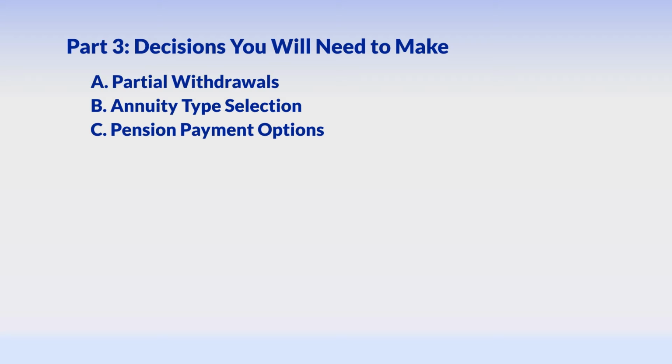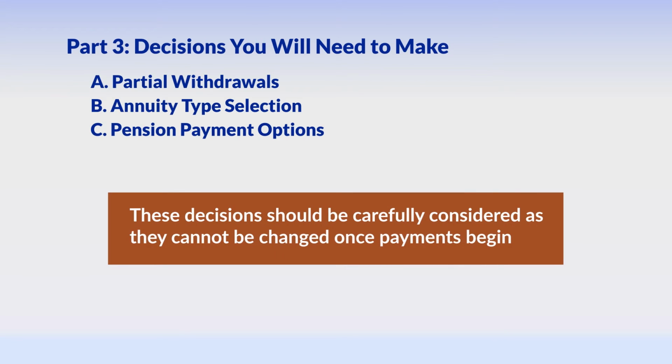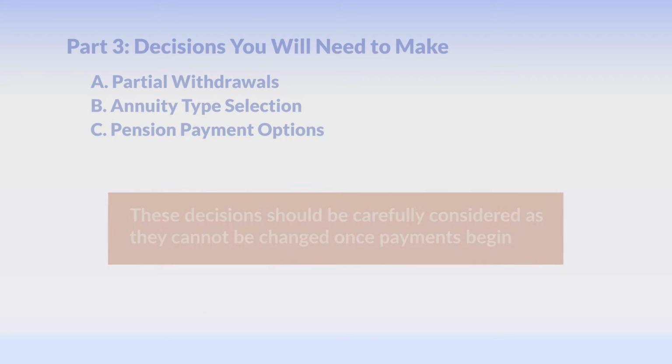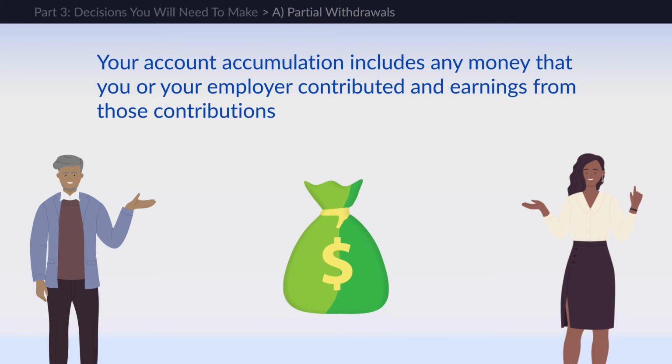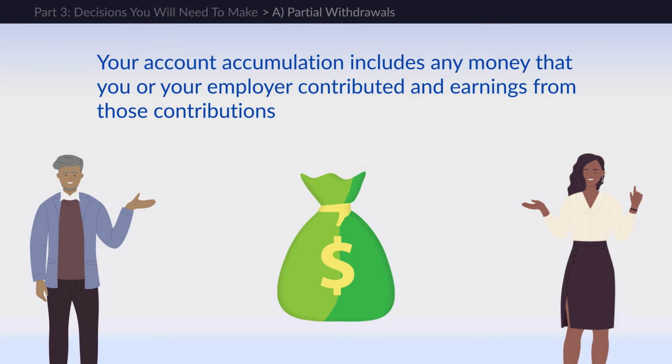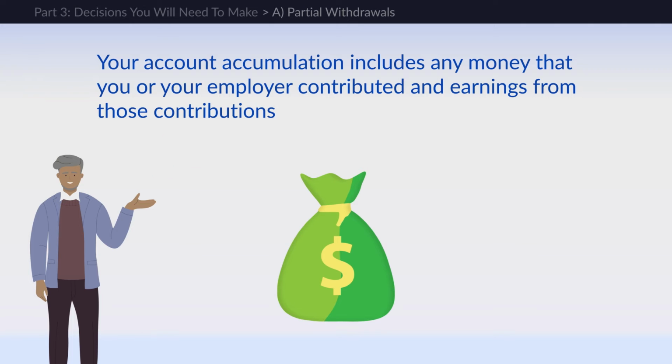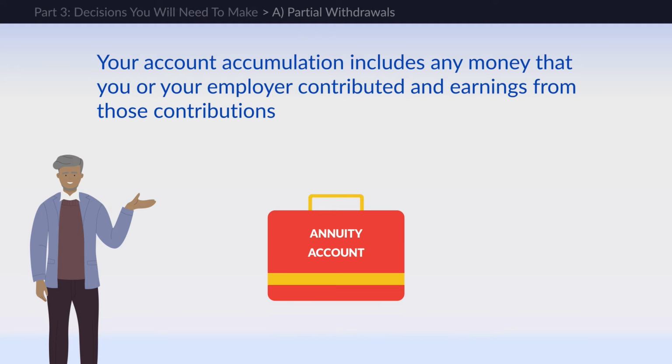In this next section, we'll discuss partial withdrawals, your choice of annuity type, and your pension payment options. These decisions should be carefully considered as they cannot be changed once the payments begin. Your account accumulation includes any money that you or your employer contributed and earnings from those contributions. You have the option to take a distribution on a certain percentage of your account accumulation. The remaining accumulation is converted into lifetime retirement income payments.